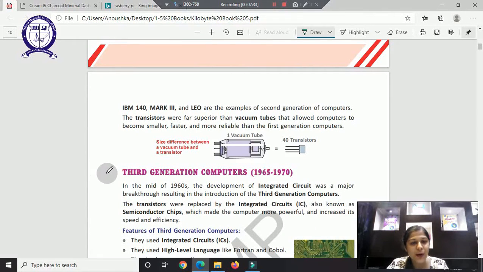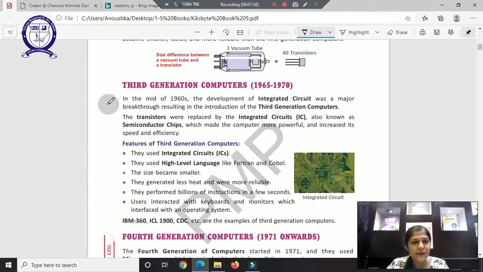Now we'll see about the third generation computers. In the mid 1960s, the development of the integrated circuit was a major breakthrough, which resulted in the introduction of the third generation computers. The transistors were replaced by the ICs, also known as semiconductor chips. What are the features of the third generation computers? They used integrated circuits, very important. The size became extremely small because chips are small, very small, size like this.